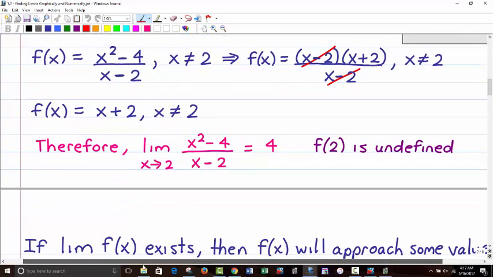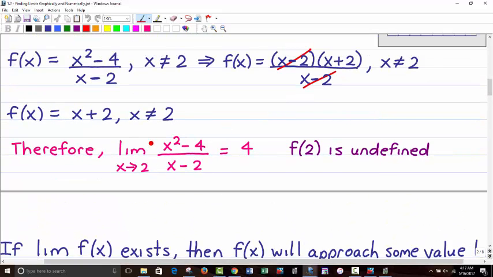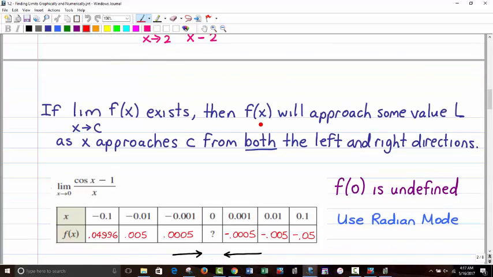So here's the notation then. The limit as x approaches 2 of x squared minus 4 over x minus 2 would equal 4. The limit would, because it's approaching 4 from both directions. However, f of 2 is still undefined. So we're indicating here that if it exists, it will approach some value L from both the left and the right directions. It's got to be heading toward the same point. It can't be going different directions or different values from each direction.